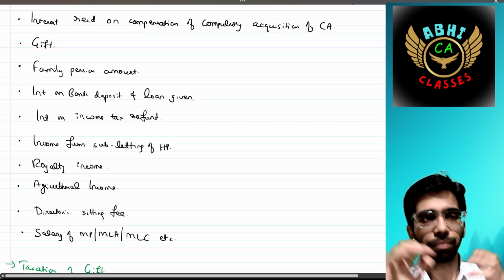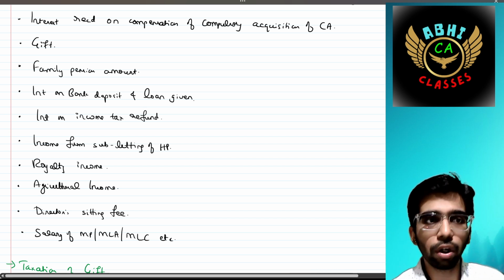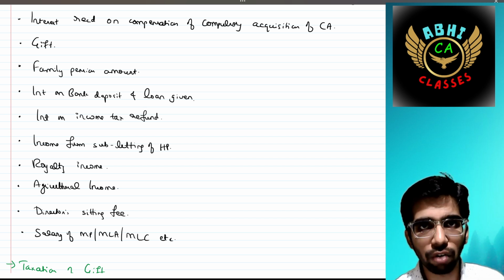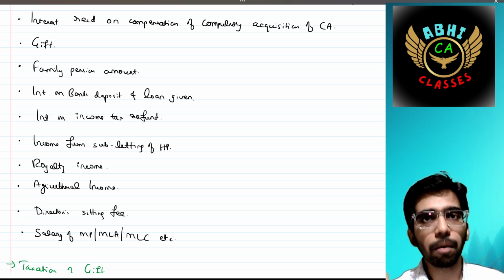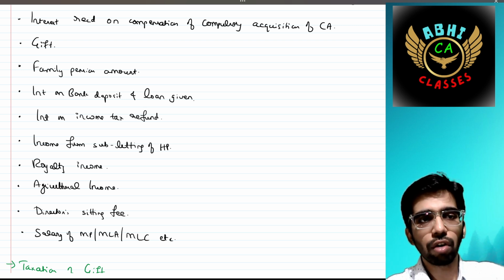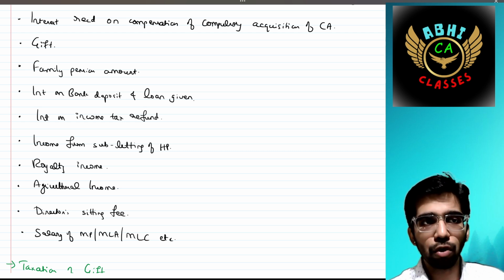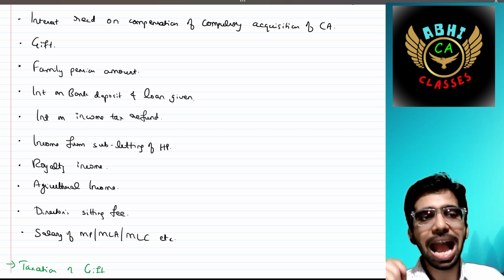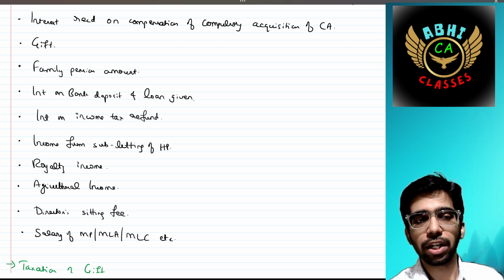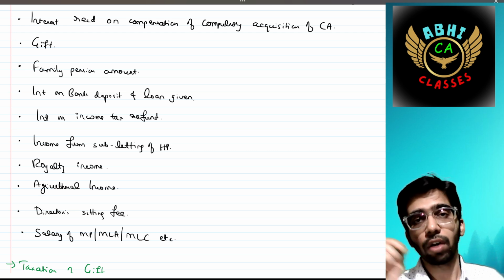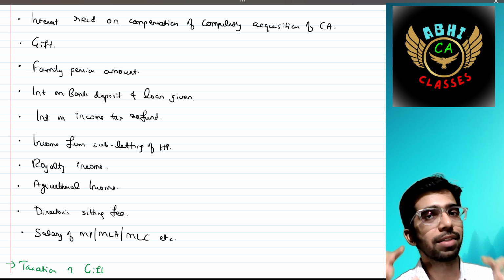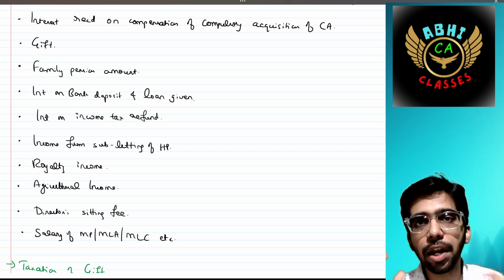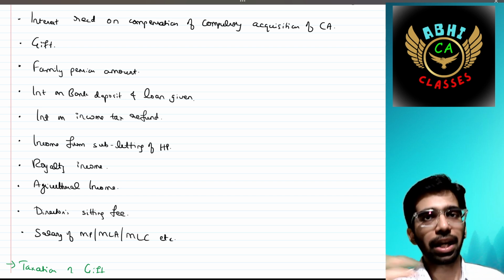Family pension amount and interest on bank deposit, loan given, and interest on income tax refund. Remember, income tax refund is not taxable, but interest on income tax refund is taxable. Income from subletting of house property, then royalty income, agricultural income. Next, director sitting fees and salaries of MP, MLA, MLC. Salary of other persons will be chargeable under the salary head, but salary of MP, MLC, and MLA will be chargeable under income from other sources.